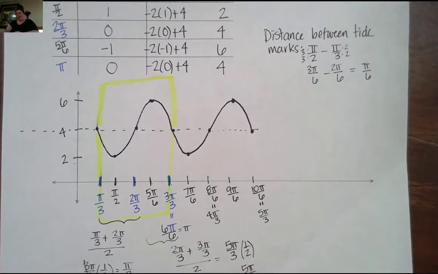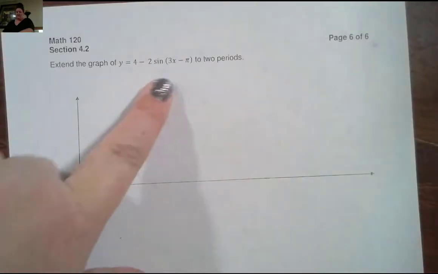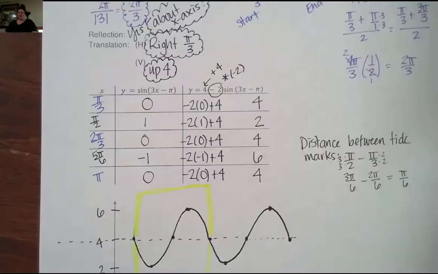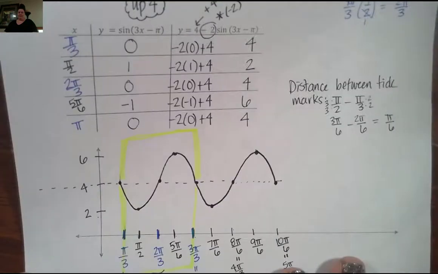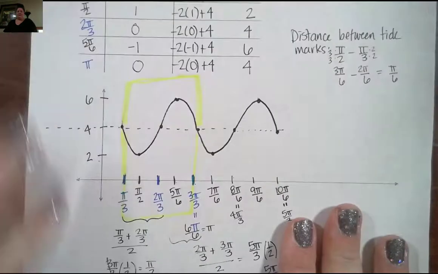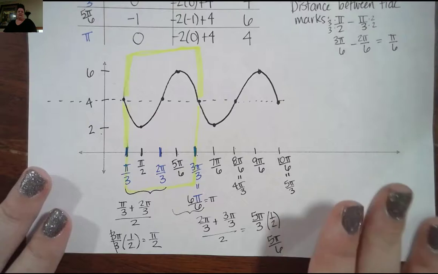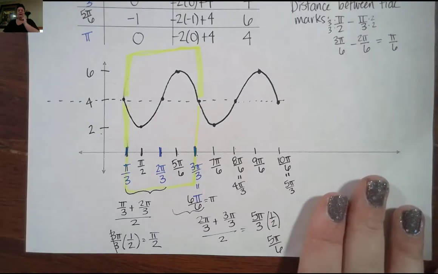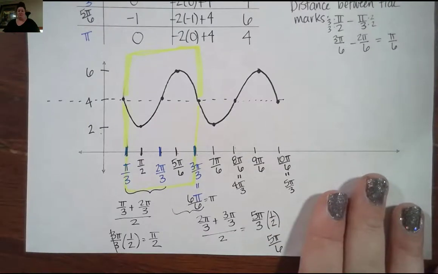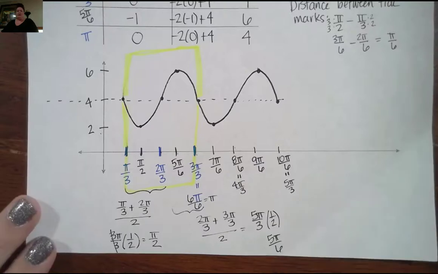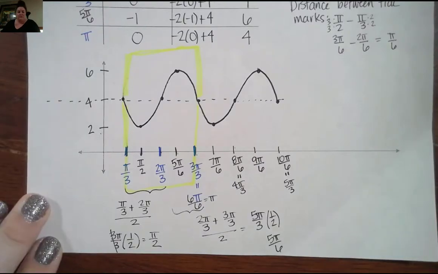Okay, all right, so that is the end of section 4.2. Again, we don't need the back page here because this is just saying extend it 2 periods, which we did on this last page. So there is a regular MyMathLab assignment for section 4.2 as well as a worksheet. So make sure you get both of those done. If you have any questions, please let me know.